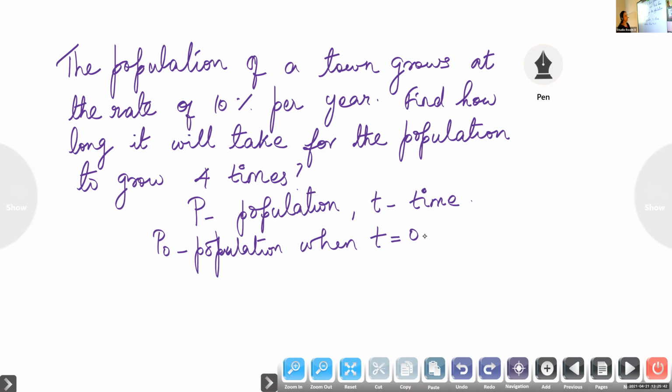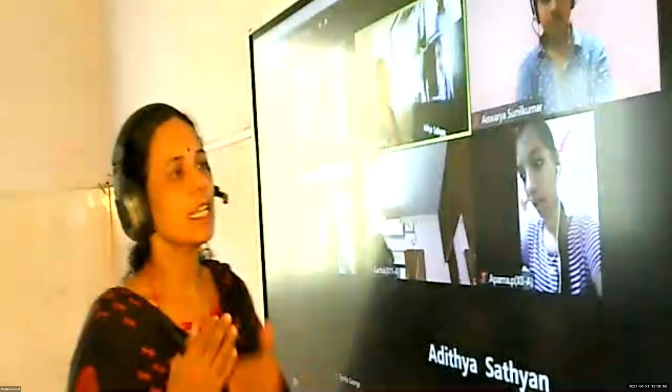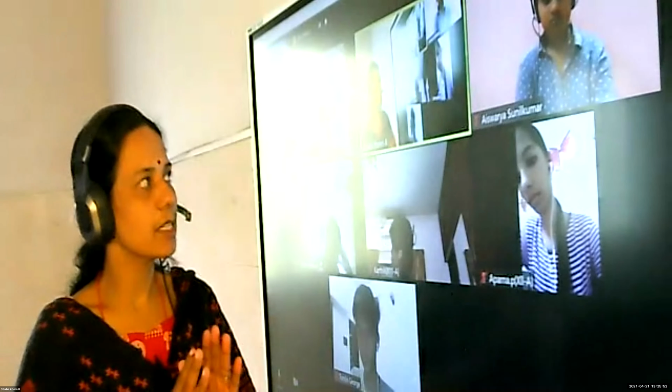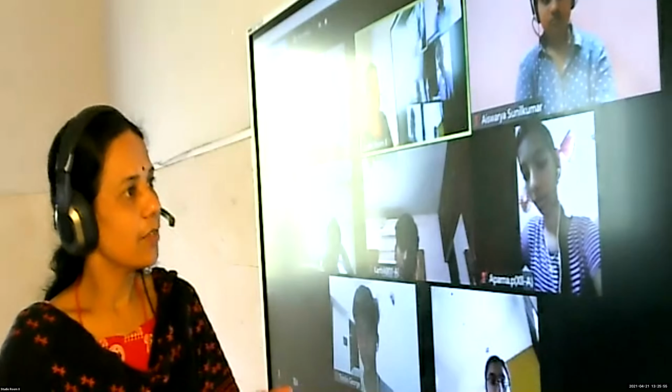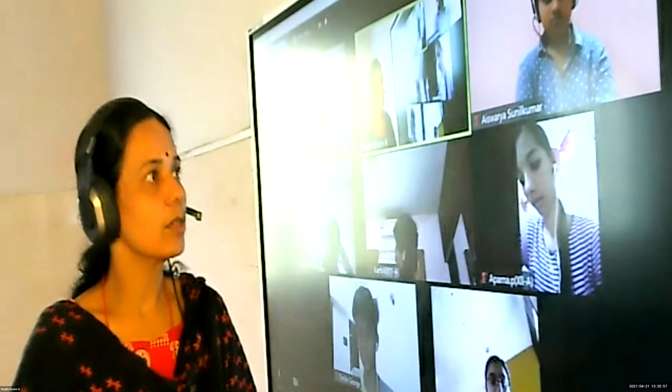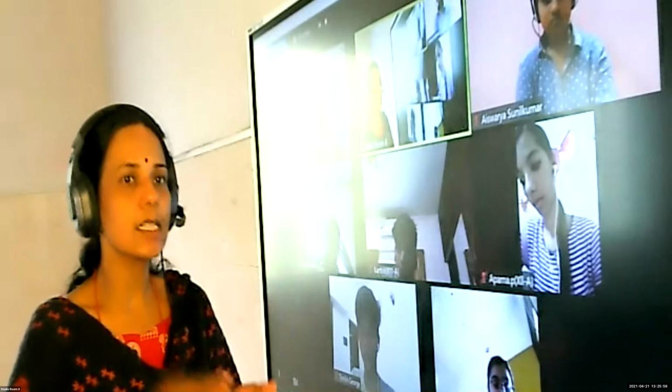Now what is given? The population grows at the rate of 10% per year. Growing means it is increasing. If it is given that it is reducing, we take it as decreasing. Increasing quantities we denote with the positive sign and decreasing quantities with the negative sign. Population is growing at the rate of 10%.